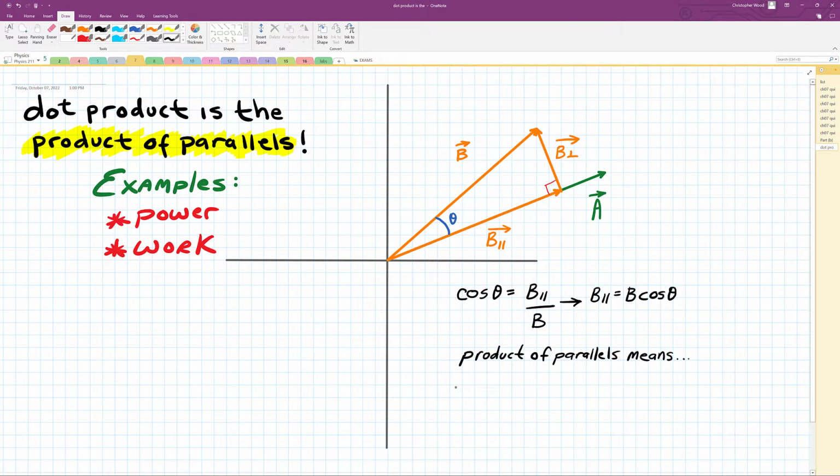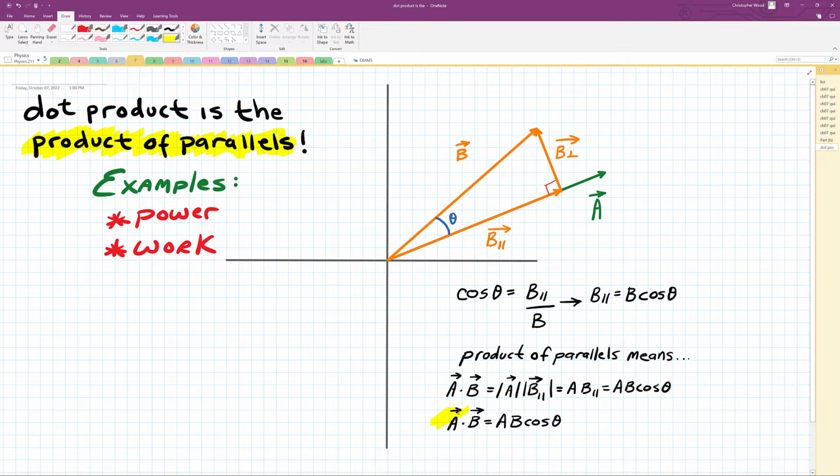Okay, the product of parallels means vector A dot vector B equals the magnitude of vector A times the magnitude of the parallel component of B, or I can write it just as A times B parallel, or ultimately the magnitude of vector A times the magnitude of vector B cos theta. That is the product of parallels, A dot B.